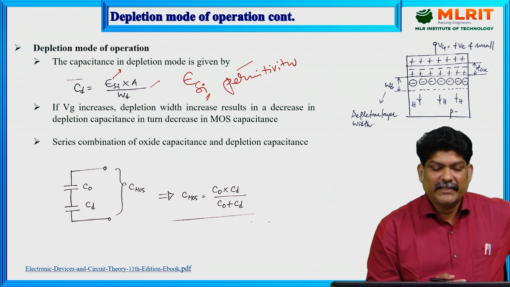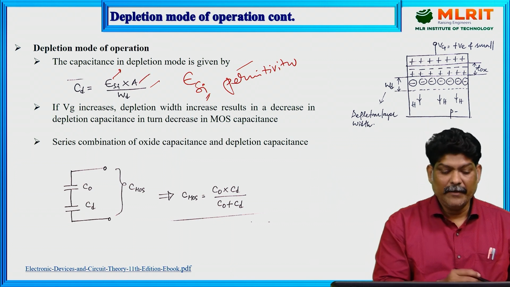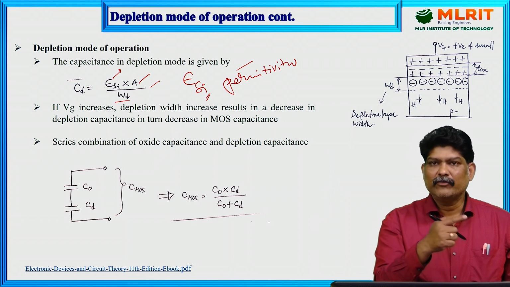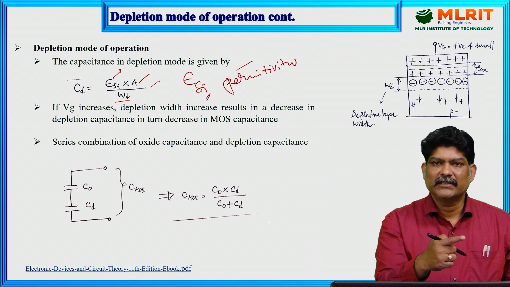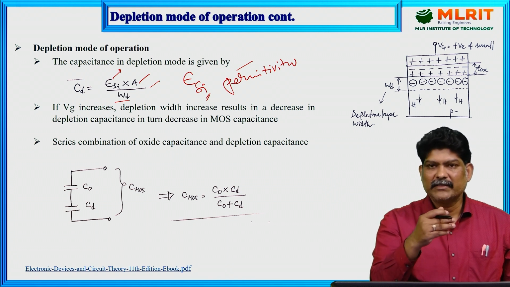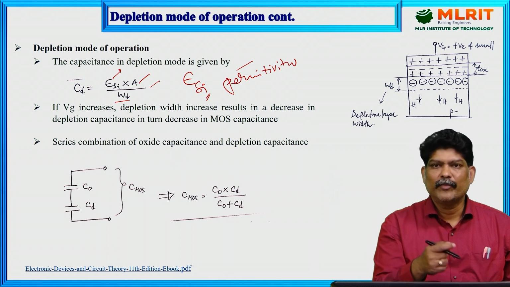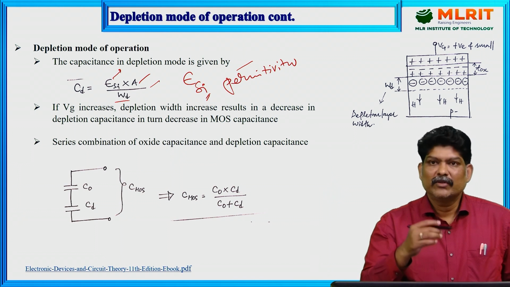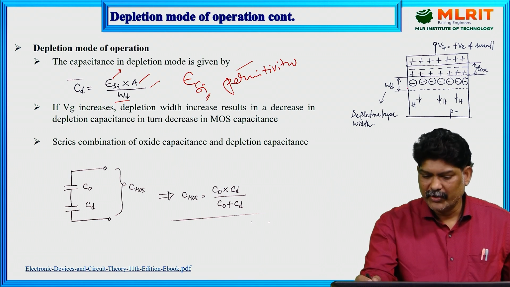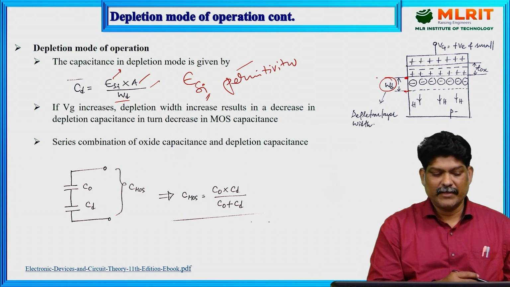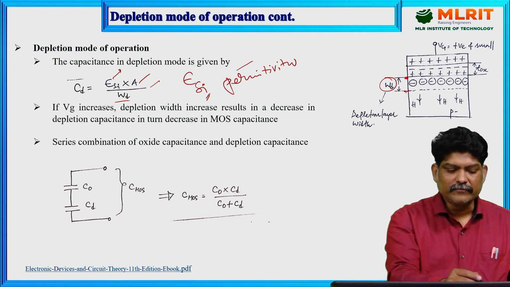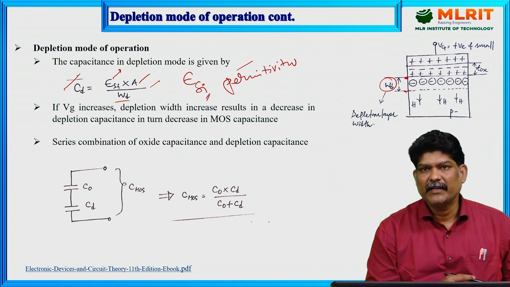Hence the capacitance is epsilon of silicon times area A divided by W_D, the width of the depletion region. As I already told you, when the negative gate voltage increases, the immobile charges increase, so the depletion region also increases. You can observe here the width of the depletion region. So the depletion width is inversely related to the depletion capacitance, and that is given by the depletion capacitance.